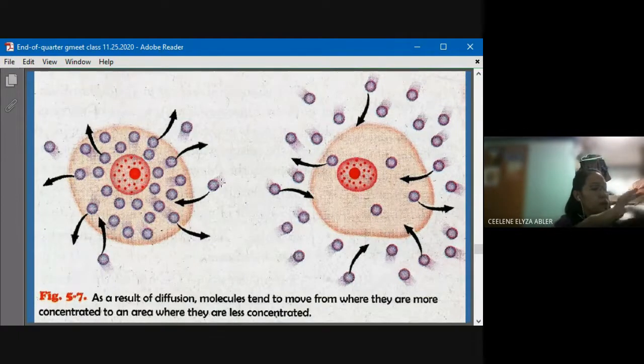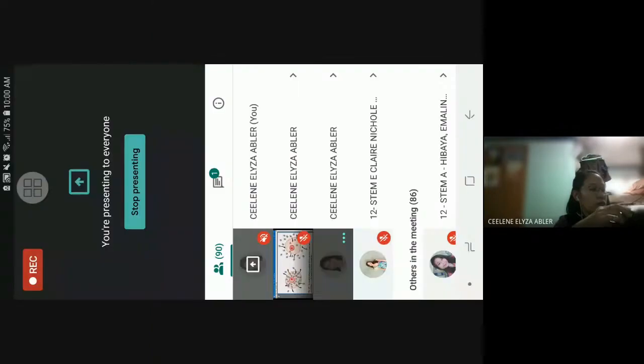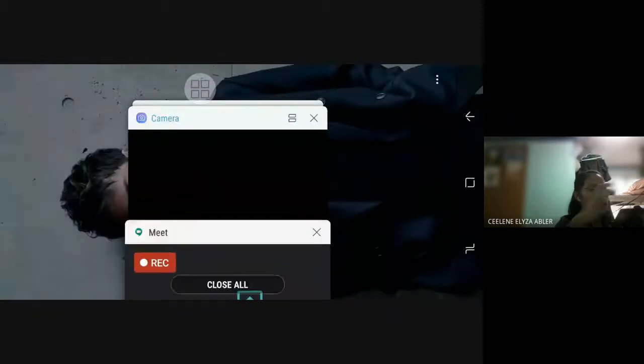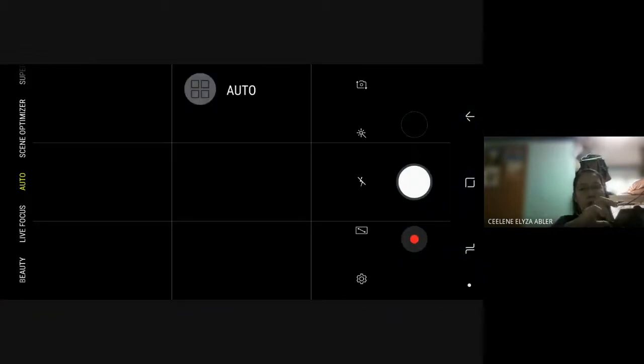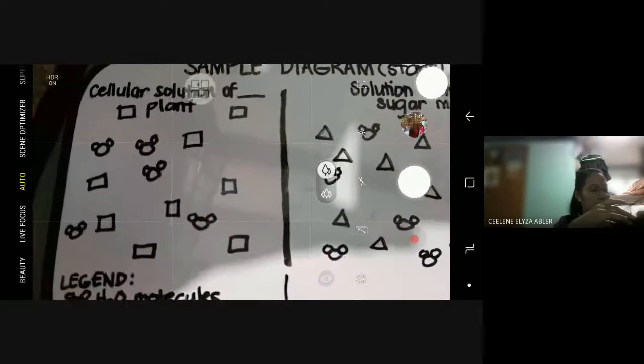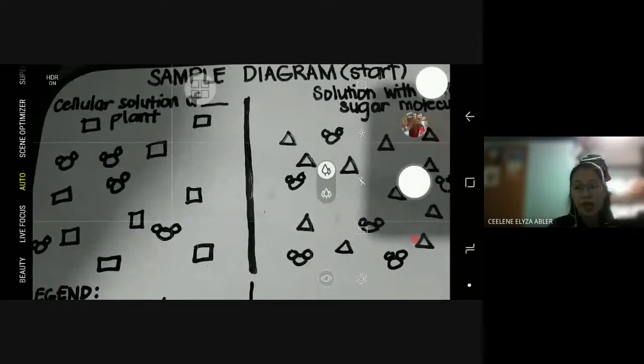Alright. Wait lang po. I'll be showing you my screen muna. Alright. Okay, so I'll be showing you my screen. We'll go to camera. Okay. Let's go here. Ito siya. Alright, so for this one, you will have to identify ano yung ano natin.